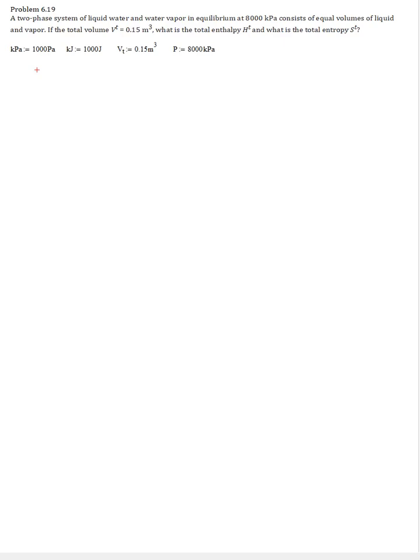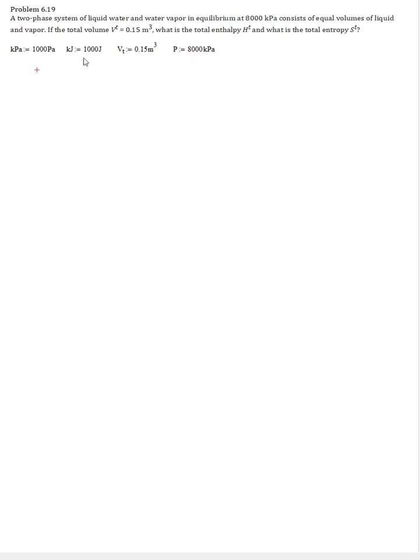This is problem 619, Smith Van Ness, 8th edition. We have a two-phase system of liquid water and water vapor in equilibrium at 8,000 kilopascals. It consists of equal volumes of liquid and vapor. We're told the total volume is 0.15 cubic meters. What is the total enthalpy and the total entropy of our system?